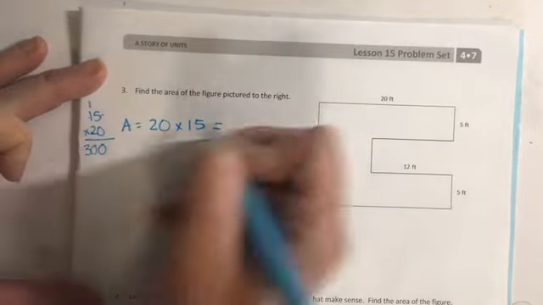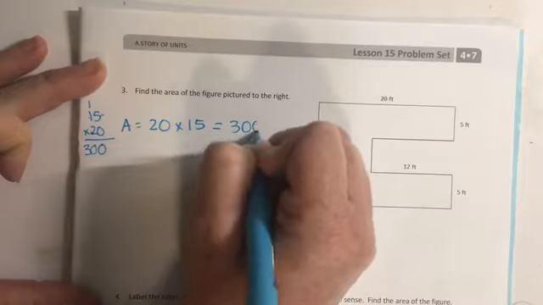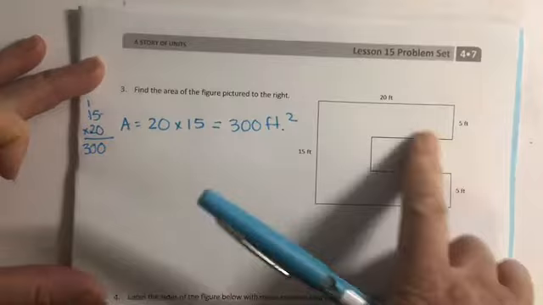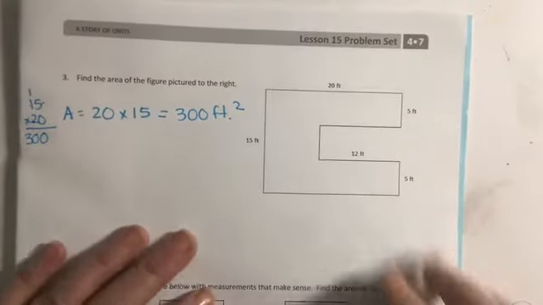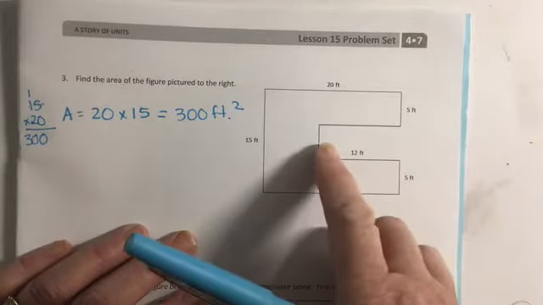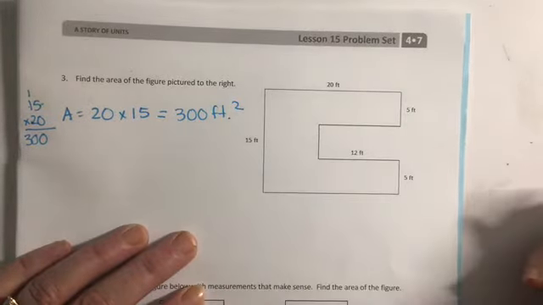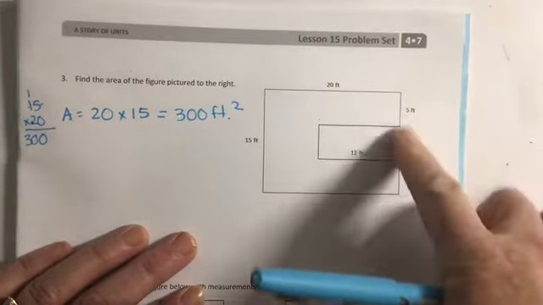2 times 1 is 2, plus 1 is 3. So that's gonna be 300 feet squared. Now we need to figure out the inside right here. Now, one thing that's kind of tricky about this is they don't tell us what this length is right here. They don't say that. So we have to figure that out using these two lengths.